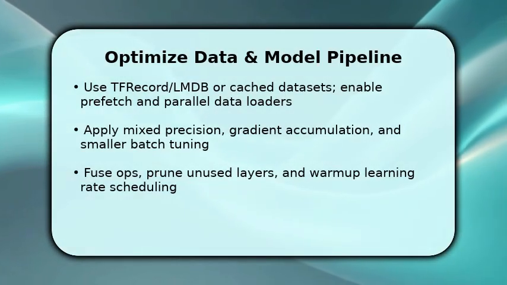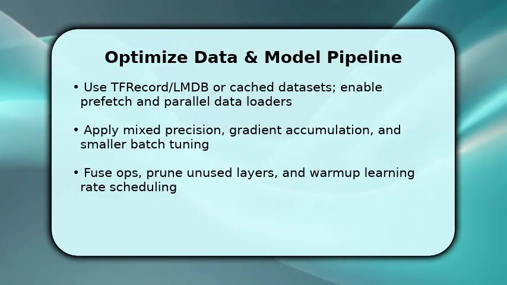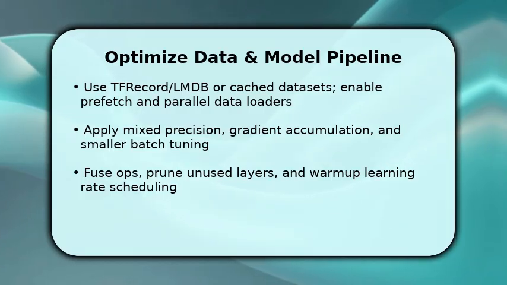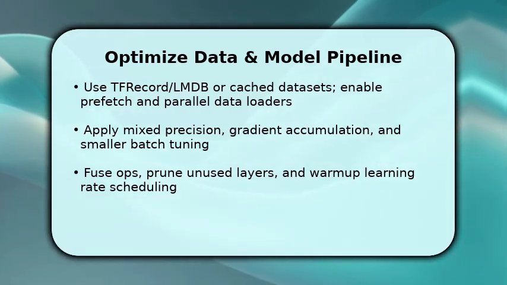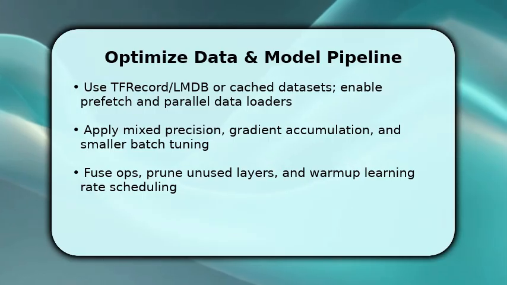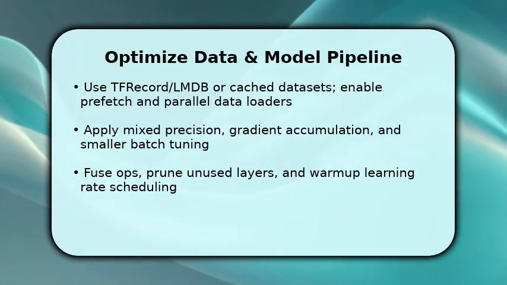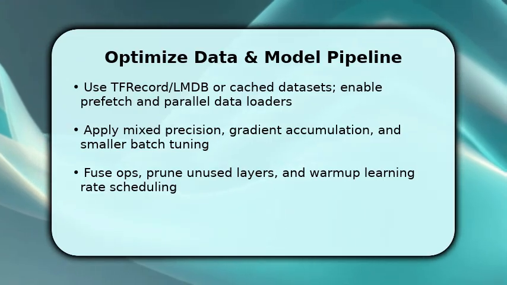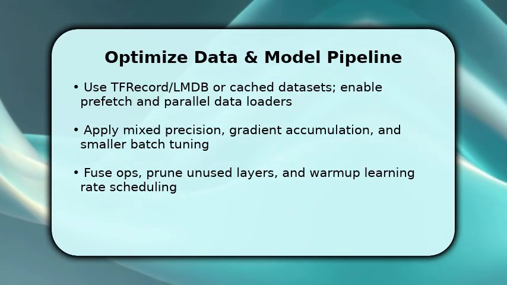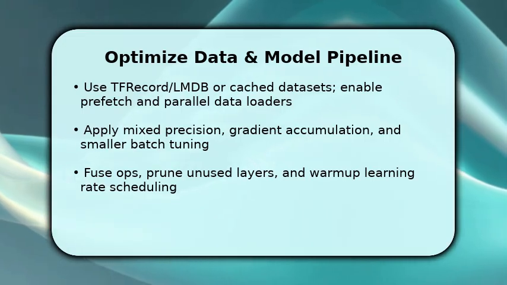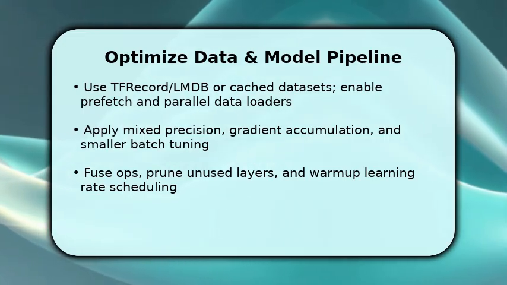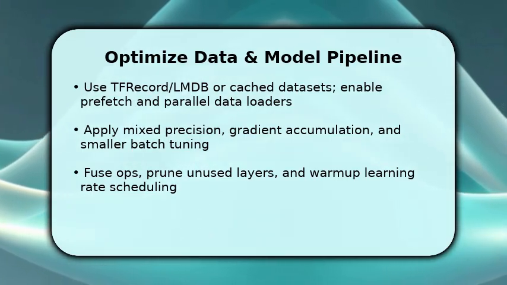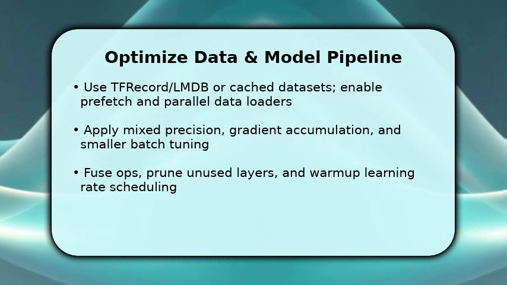Next, focus on the middle steps where lag accumulates: data ingestion and model execution. You should convert datasets to cache-friendly formats and enable prefetching with parallel loaders to eliminate I/O stalls. Then apply mixed precision and gradient accumulation to increase effective batch size without OOM errors. Tune actual batch size to find peak throughput. Meanwhile, fuse operations and remove redundant layers. Schedule a short warm-up phase for the optimizer so GPU utilization ramps smoothly instead of stalling.